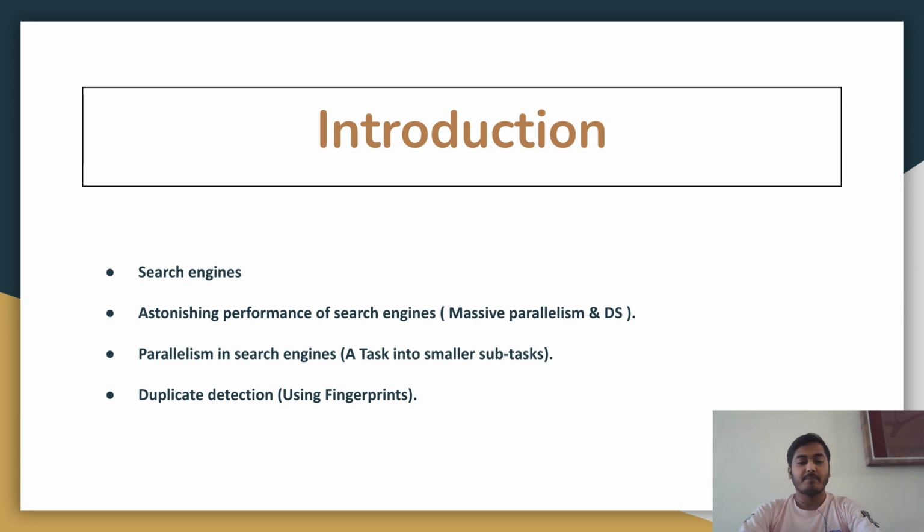Parallelism means we divide a task into smaller subtasks so that we can work efficiently. Another thing is data structure. Here we will use an inverted index for the search engine, which will be explained by Pankaj. And another is duplicate detection using fingerprints.